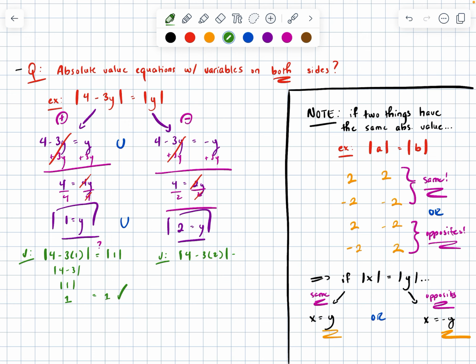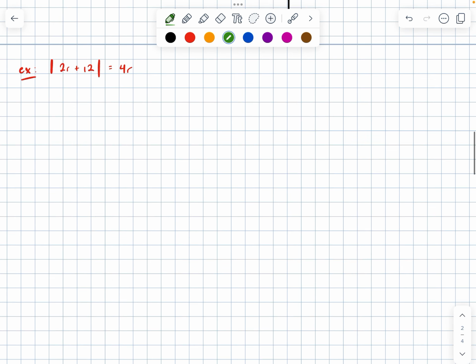Same thing I can do on the right side. So I want to check if 2 is a solution, is the absolute value of 4 minus 3 times 2 equal to the absolute value of 2? Well, on the left, I've got the absolute value of 4 minus 6. 4 minus 6 is -2. Its absolute value is +2. The absolute value of 2 is 2. Are these equal? Yeah. This is a solution. Cool. So we've got our solutions here. In this case, both of them make our equation true.